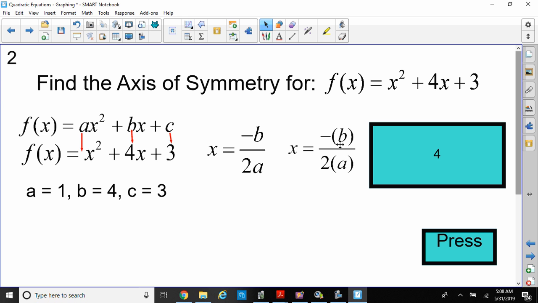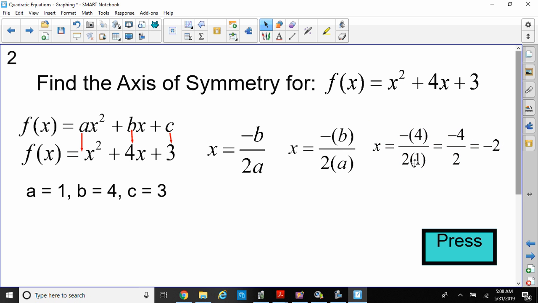So I know b is equal to 4, so I'm going to put in place of this b 4, and in place of a 1. I don't need the c in this case, but it's good to have because you're going to need it later. So I substituted 4 and 1, so I have negative times 4, the opposite of positive 4 is -4, and 2 times 1 is 2. -4 divided by 2 is -2. So my equation of the line is going to be x is equal to -2. So that's basically how you find the axis of symmetry.